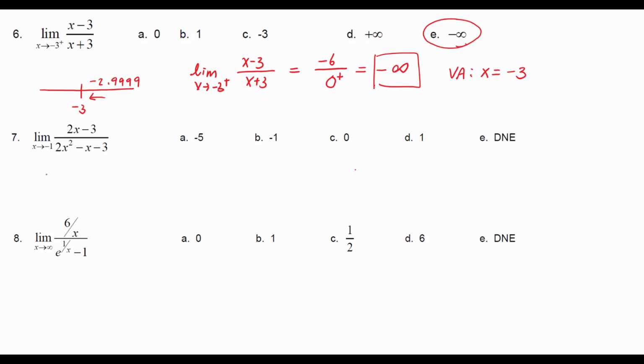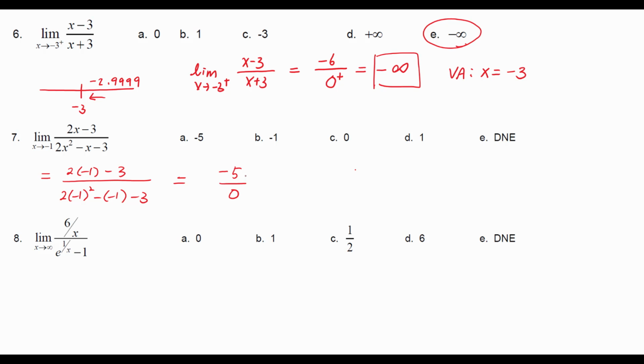When I do direct substitution, I will get 2 times negative 1 minus 3 over 2 times negative 1 squared minus negative 1 minus 3, which I get negative 5 over 0. And because this is not a one-sided limit, even though we have a vertical asymptote there, we don't say this is infinity or negative infinity.